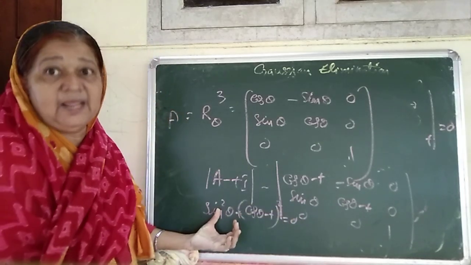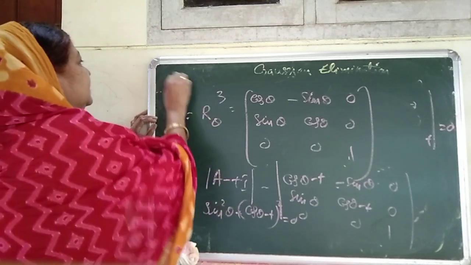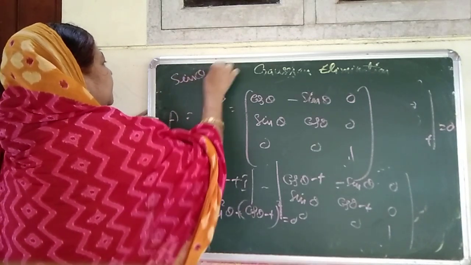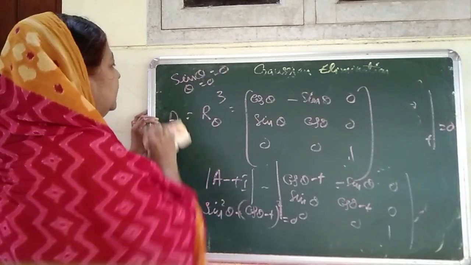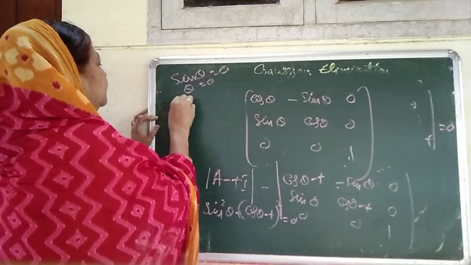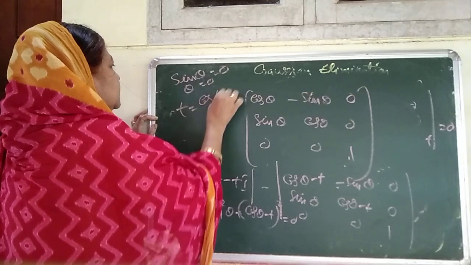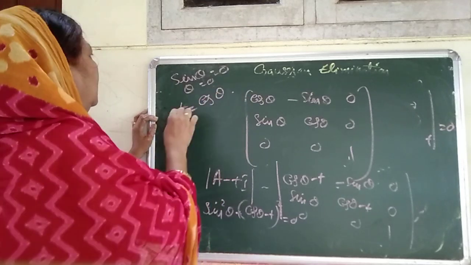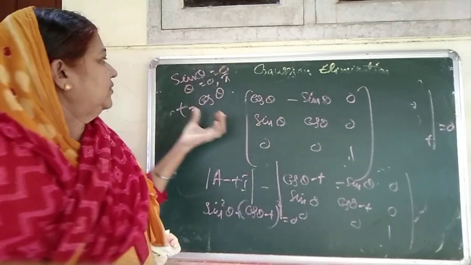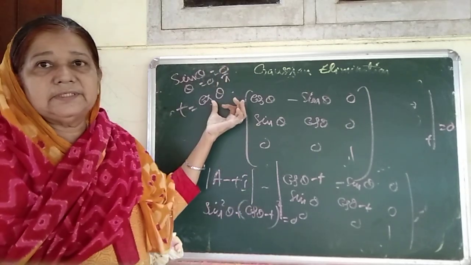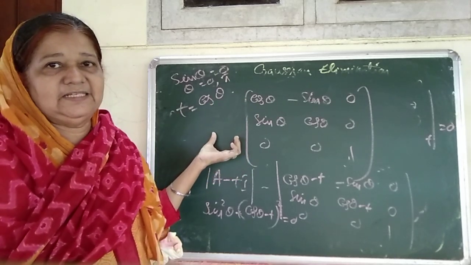It gives 0 only when these two terms are separately 0. Therefore sin theta equal to 0, so theta equal to 0, and cos theta minus t equal to 0, meaning t equal to cos theta. So we have t equal to cos theta, and corresponding to this we can find the characteristic vectors. Okay, thank you.